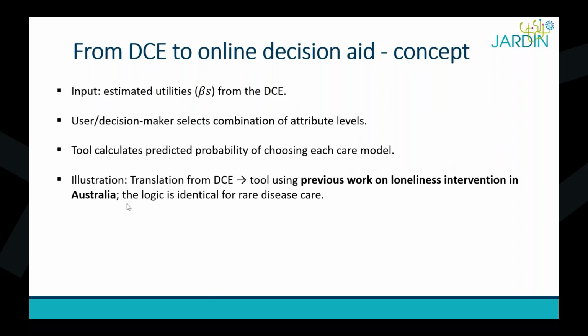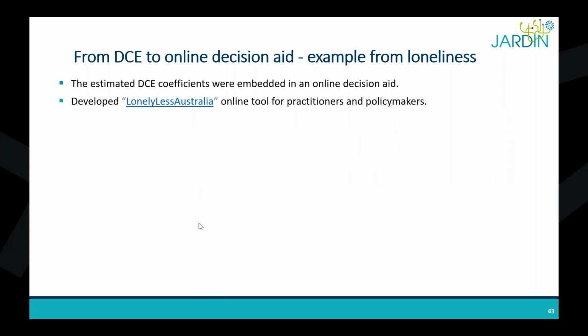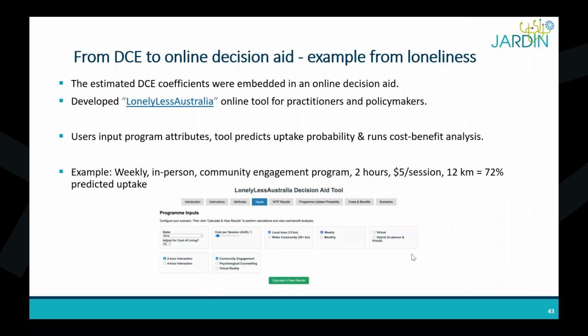But the logic is exactly the same for rare disease. So I'm going to show you what type of online decision tool you can develop from the results of a discrete choice experiment. If you click the next slide, please. Yeah, so here we developed a tool. Next, please. And then you see a snapshot of the tool.